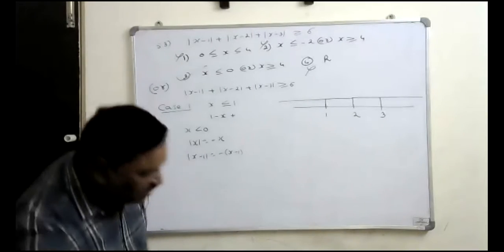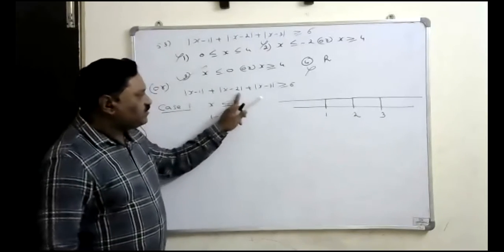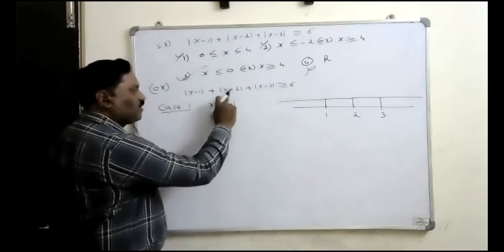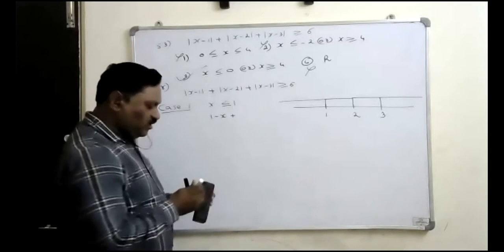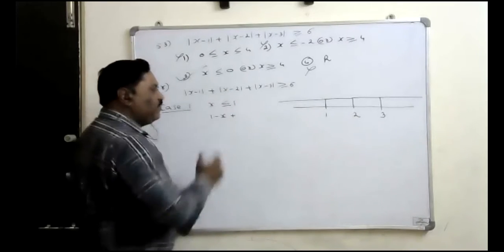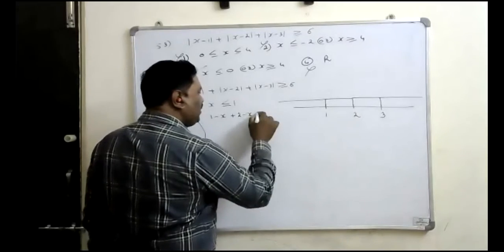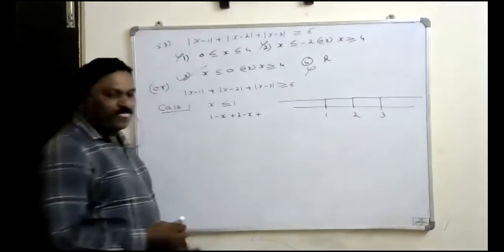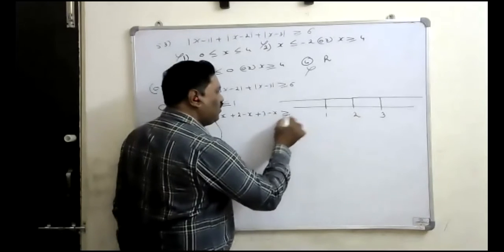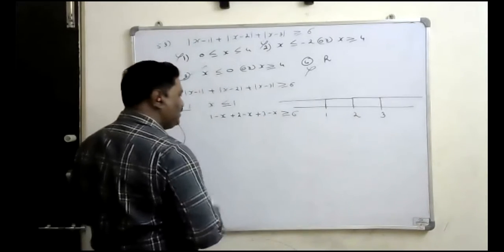Okay. Similarly, when x is less than or equal to 1, is x minus 2 positive or negative? Negative. If it is negative, to remove the modulus you have to use the minus sign. Multiplying with the minus sign, it becomes 2 minus x. What about x minus 3? It becomes 3 minus x. So 1 minus x plus 2 minus x plus 3 minus x is greater than or equal to 6.